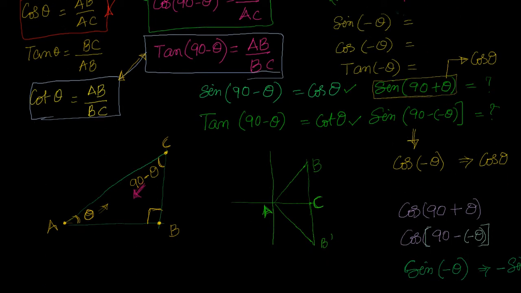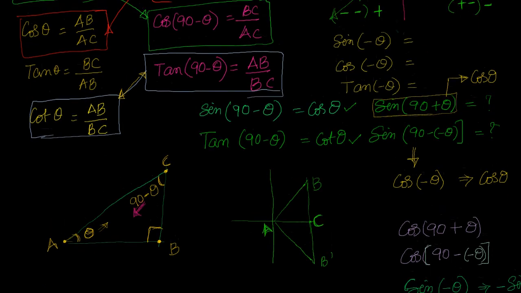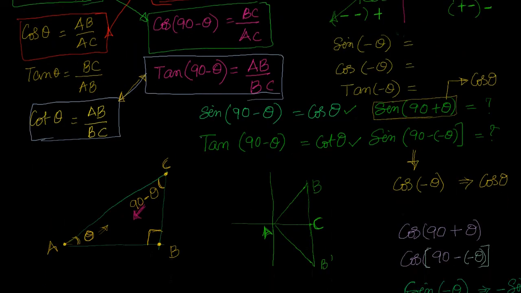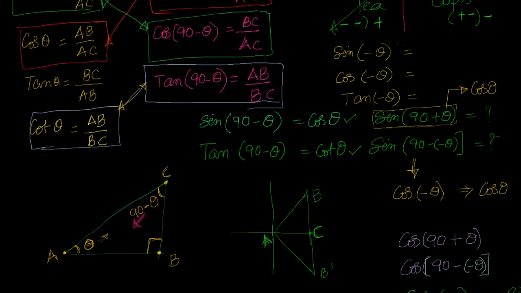I have drawn a triangle here so that I can spend more time explaining to you instead of drawing it. I have a right angle triangle ABC. We know that angle at B is 90 degrees. That means A and C should sum up to 90 degrees. Angle at A is theta, so angle at C is 90 minus theta.